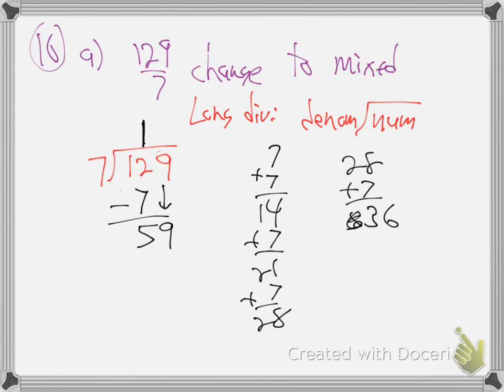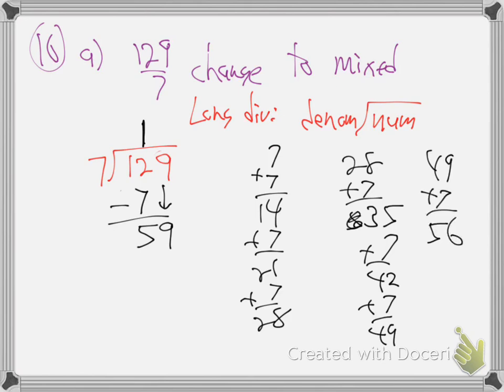35, no, it's not 36, it's 35. Add another 7, 42, add another 7, 49. This is a little tedious, huh? 56, oh, there it is. So 7 times 8, you can count them, is 56. So just make sure.